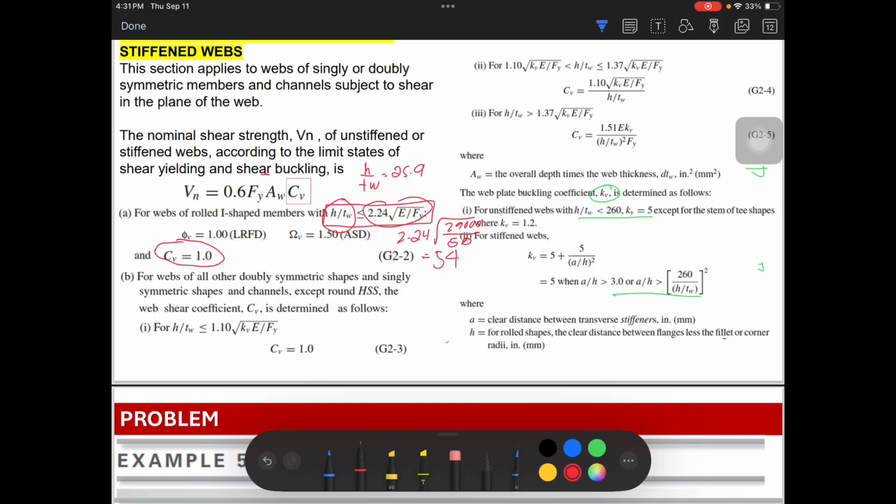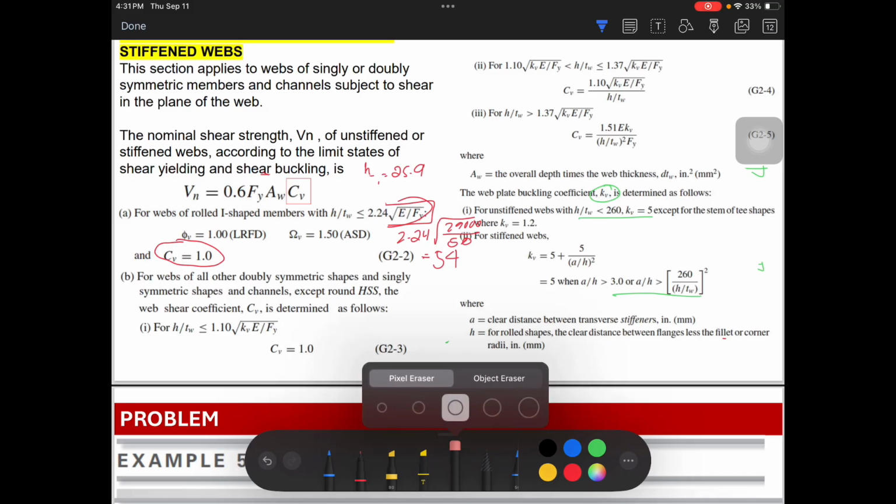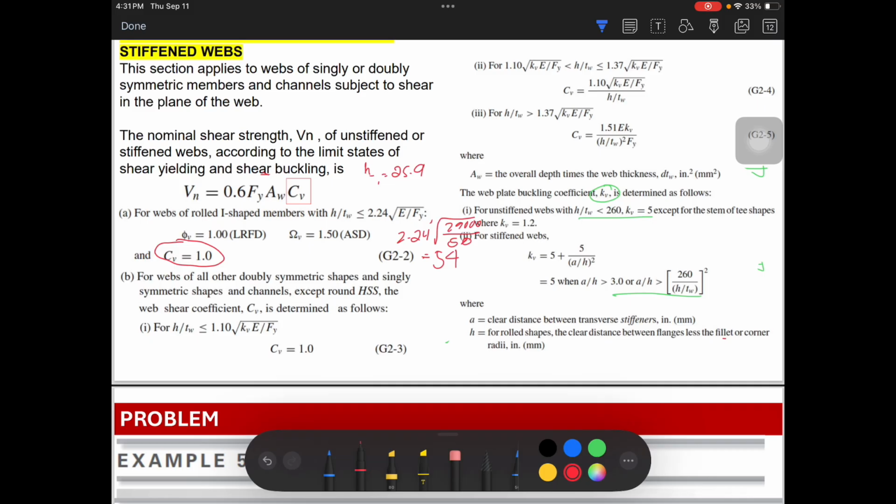So, ano ang condition na i-follow natin yan? So, 25.9 is less than our 54, no? So, 25.9 is less than 54. So, nag-fall tayo sa case A. So, madali lang. Our Cv is 1.0. And then, eto na yung factors natin.